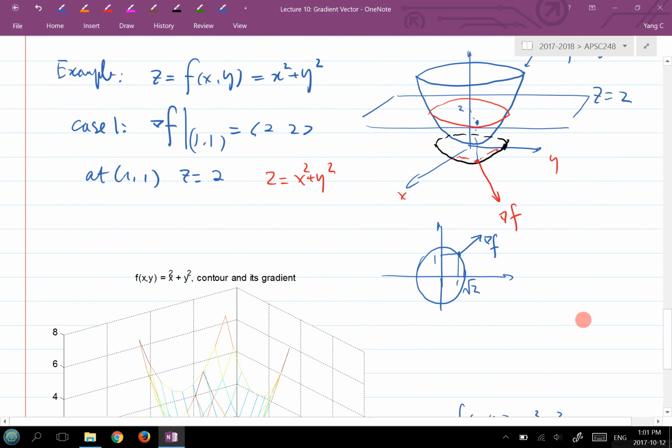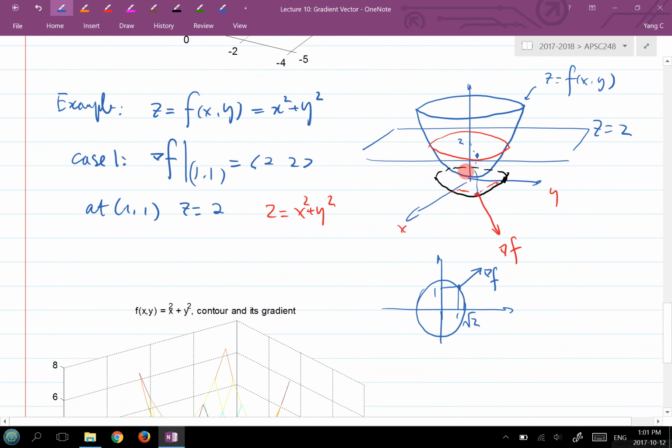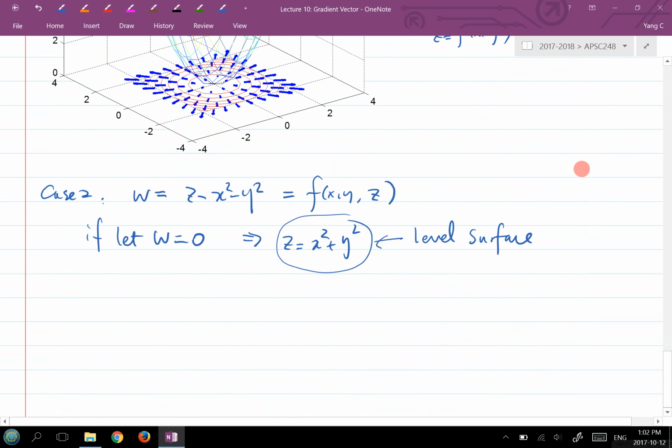So the difference is that in case 1 we dealt with a surface and generated the gradient vector for the function f, which is a 2D vector. Now for this one, w is a function of three variables, and instead of the previous one, let's calculate del w, and then calculate del w at 1, 1, 2. We'll also try to sketch this del w just like we sketched the del f.